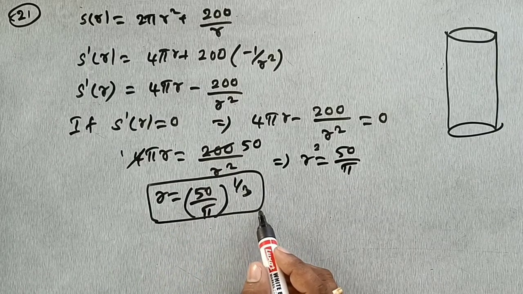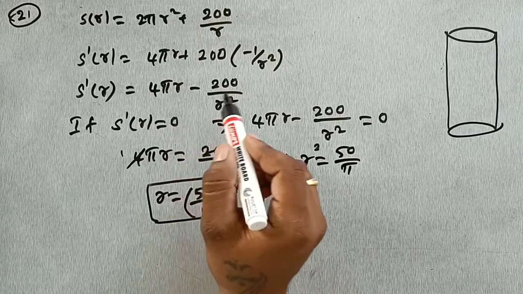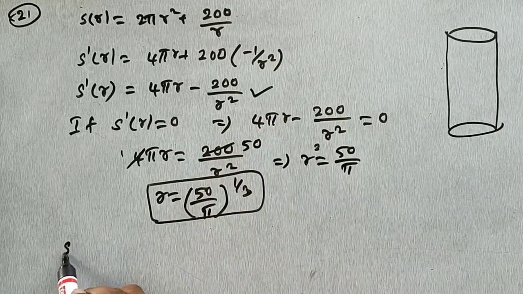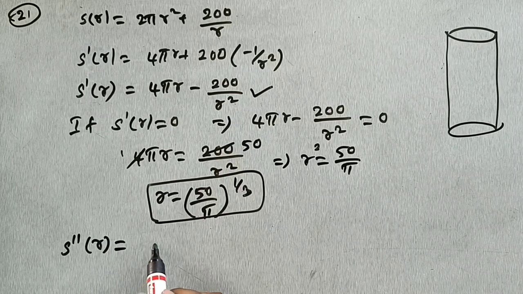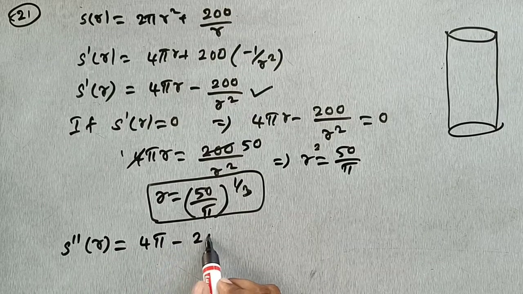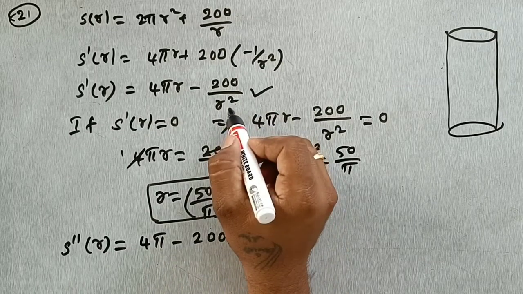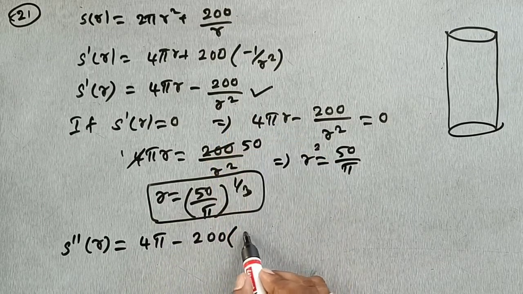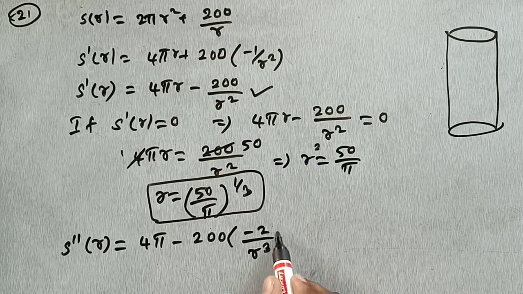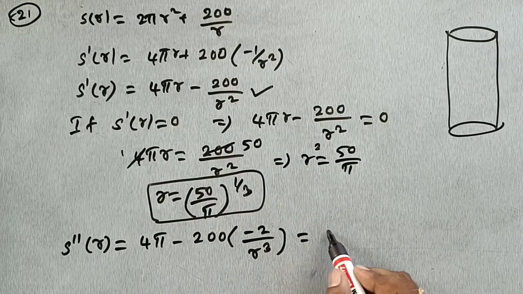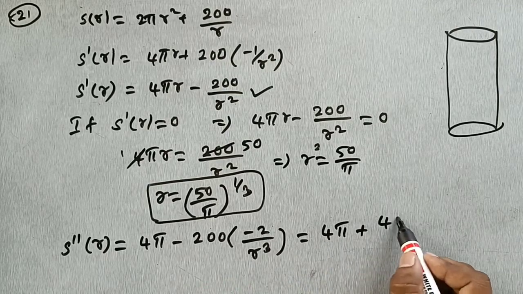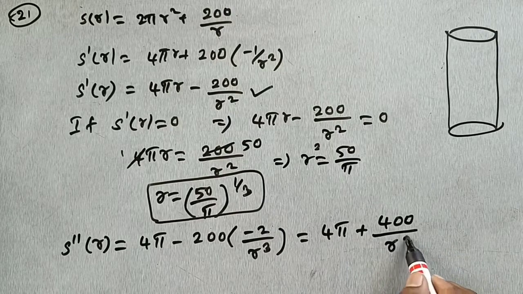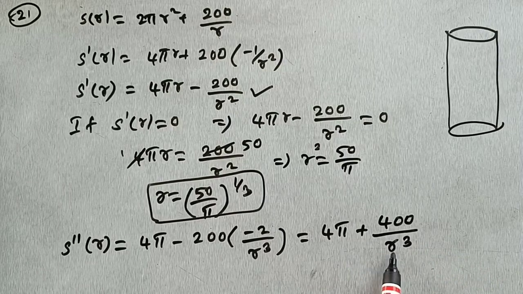Now I need to confirm the minimum surface area, so I need to find the second derivative. The first derivative is here, so I am going to find S double dash of R. Differentiation of 4 pi R is 4 pi, minus 200 is constant, differentiation of 1 by R square is minus 2 by R cube. Simplifying, we get 4 pi plus 400 divided by R cube. So we have to substitute the R cube value here.